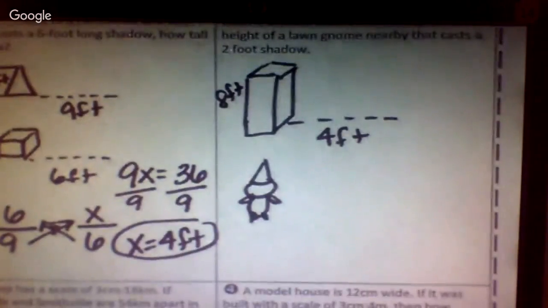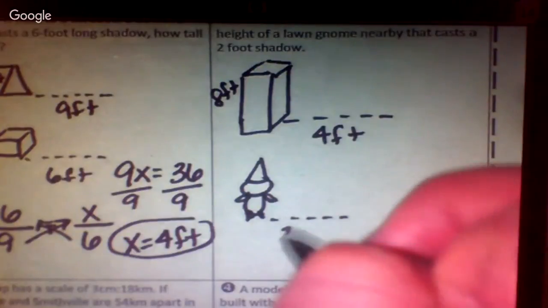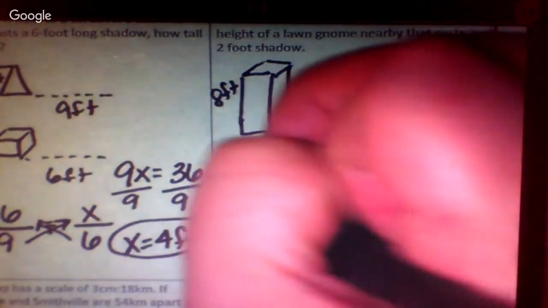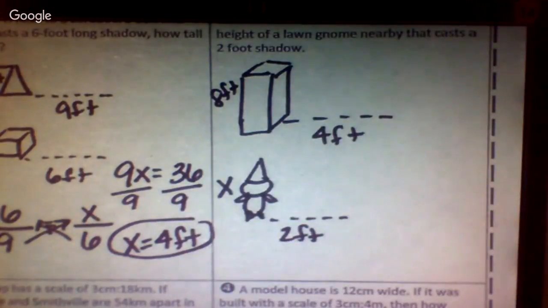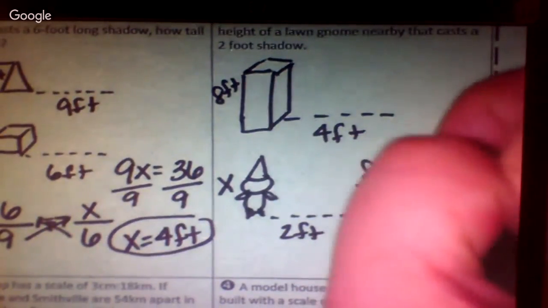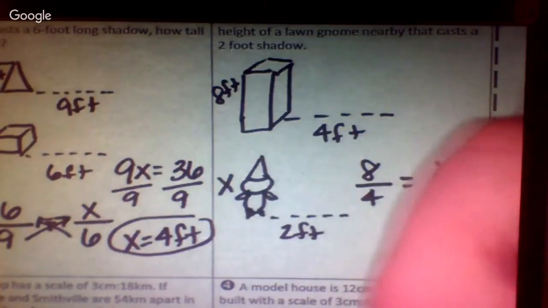Okay, and this gives you a 2 foot long shadow. We don't know how tall your lawn gnome is. So somebody set me up a fraction with the telephone booth. Alright, 8 over 4. So then x over 2, good.